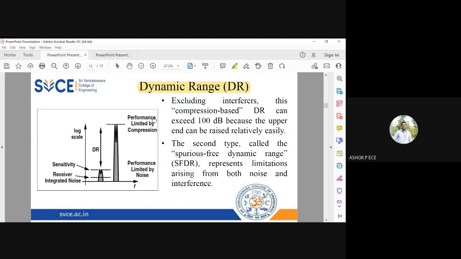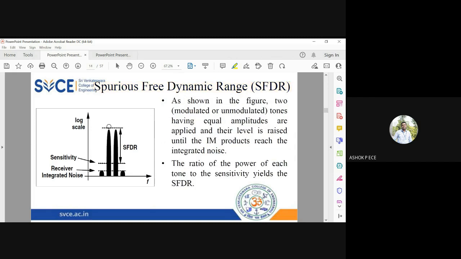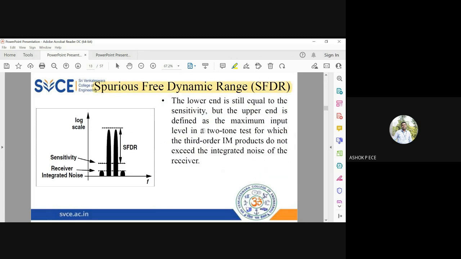And one more extension of this dynamic range is SFDR, the spurious free dynamic range. It is also the same kind of difference, but here we are going to consider a two-tone signal. Two-tone signal means I am going to supply a signal with two frequencies. Tone corresponds to one frequency. So two tone means I supply a signal with two frequencies, and I look for the intermodulation noise, the IM product.